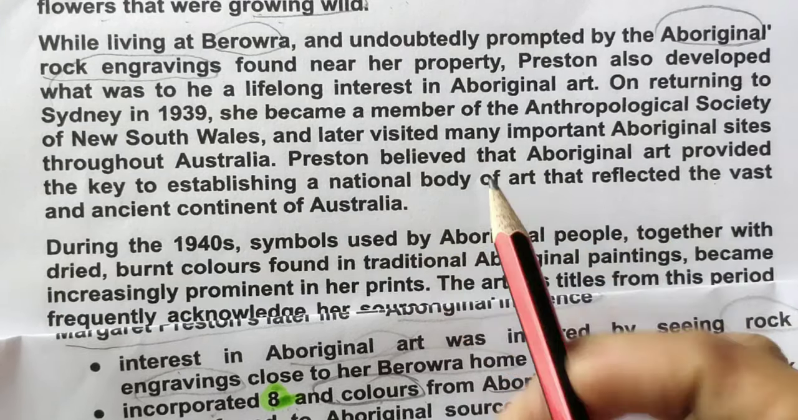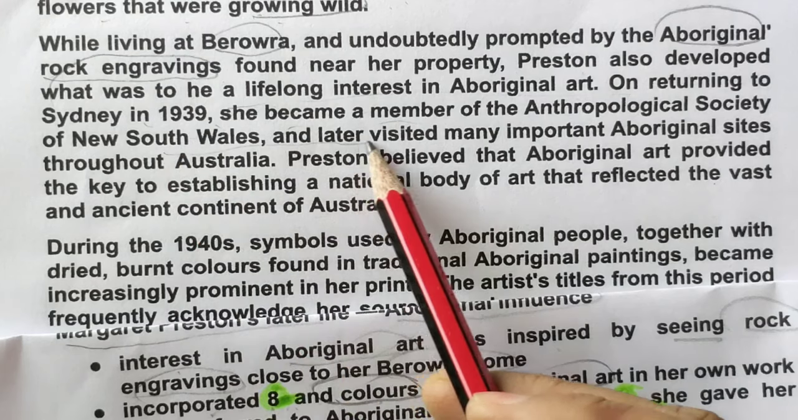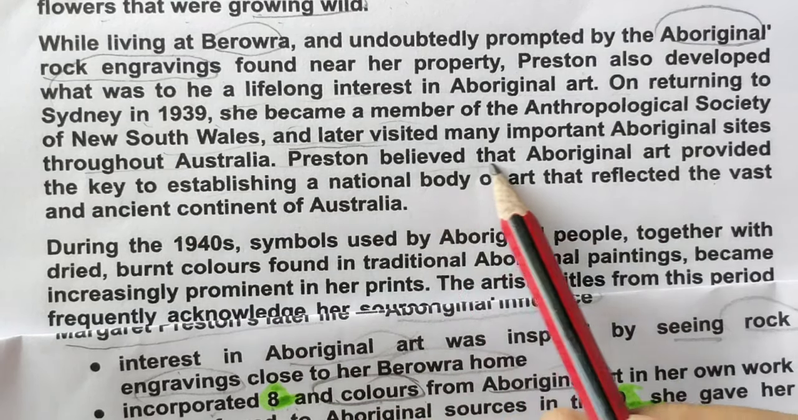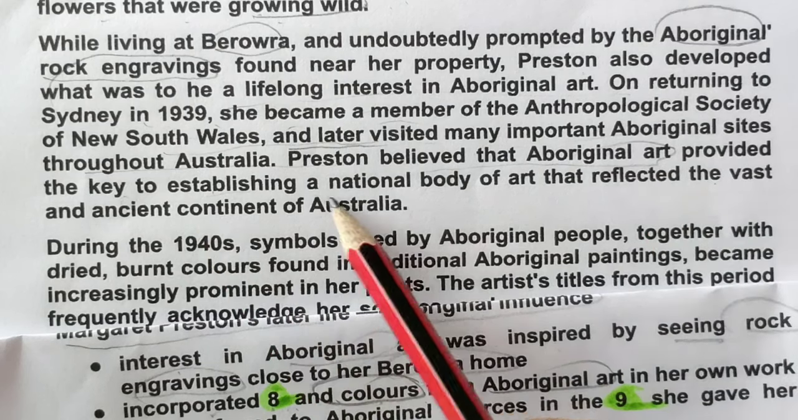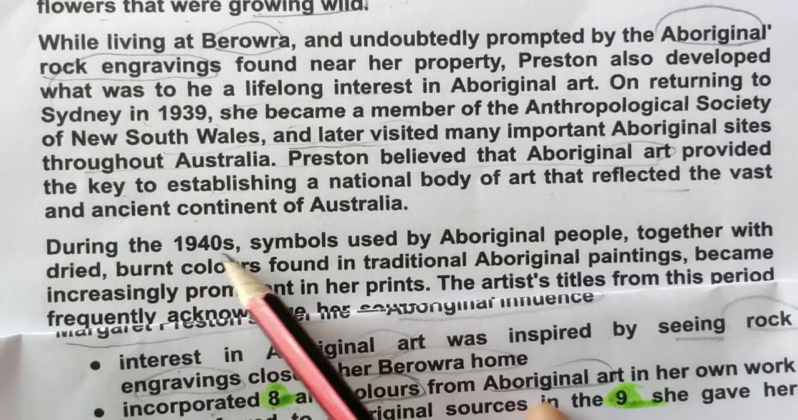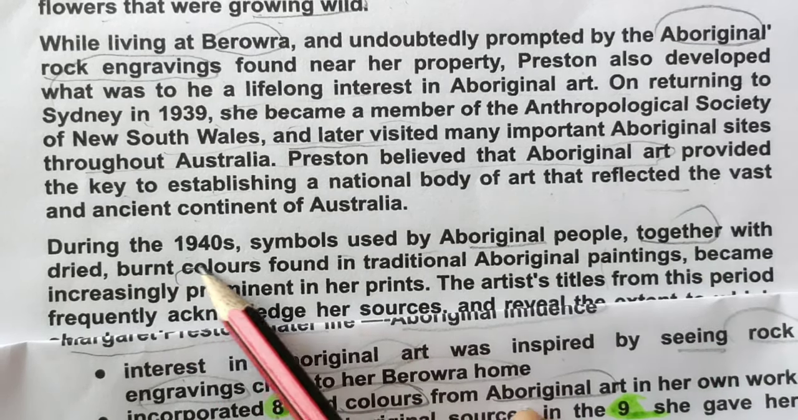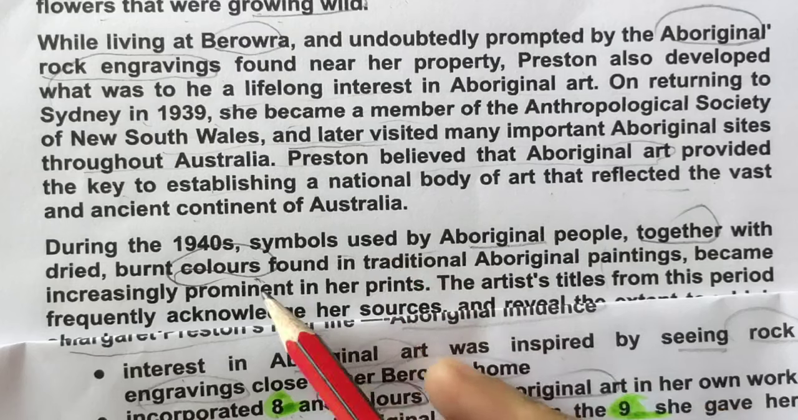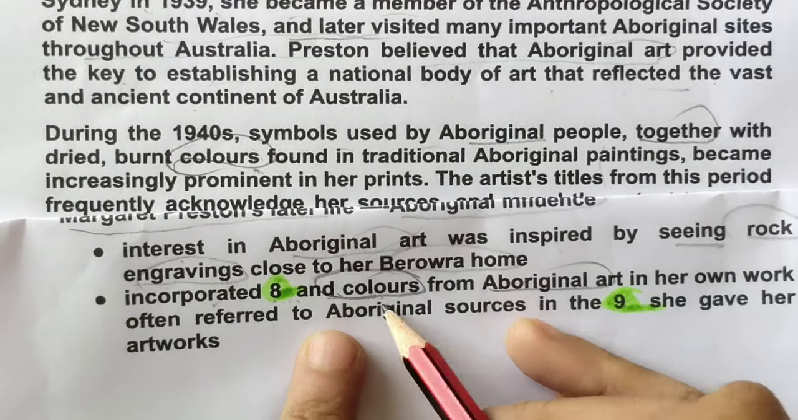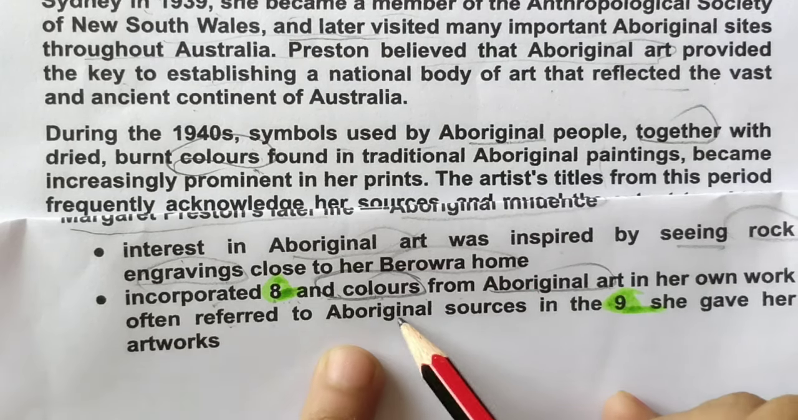So let's find it. And on returning to Sydney and later visited many important sites throughout Australia, Preston believed that Aboriginal art provided the key to establishing a national body of art. During the 1940s, symbols used by Aboriginal people together with colors. The word colors is here, okay, colors is there, it means we have got the location. See this, colors and colors from this art. So this they have given in her own work, referring to Aboriginal sources.